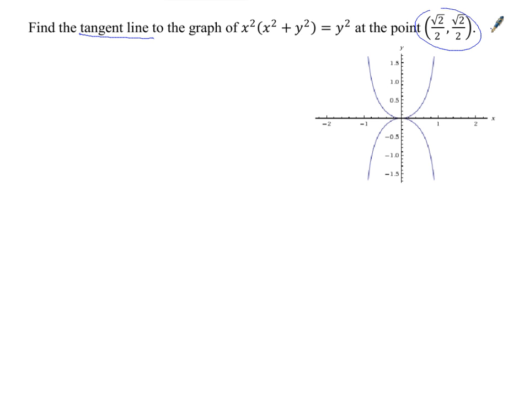Now I give you this cool looking graph here. This is the graph of this non-function. Root 2 over 2 comma root 2 over 2, probably somewhere in this region right here. So we're going to wind up with a positive slope. Probably your negative answer is wrong, yeah. All right, so let's just slowly take the derivative here, make sure we do everything correctly.